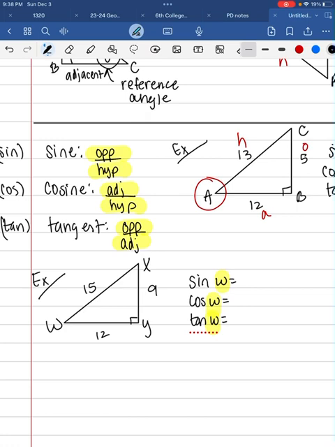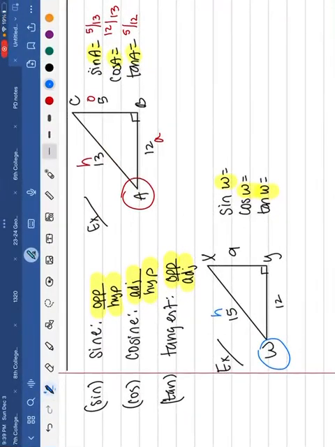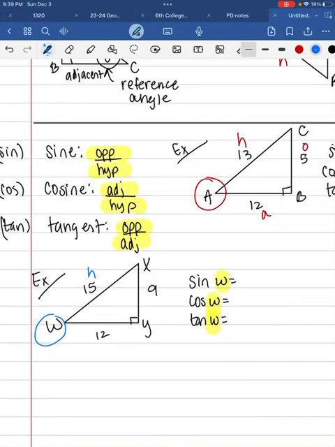So let's label these sides. Our reference angle is W. 15 is our hypotenuse. If you notice, this triangle is facing the same way as our last triangle, and the reference angle is in the same spot, so our sides are going to be labeled the same. Opposite from W is the 9 and adjacent is the 12. So let's start. Sine is opposite over hypotenuse, so O over H, 9 over 15.